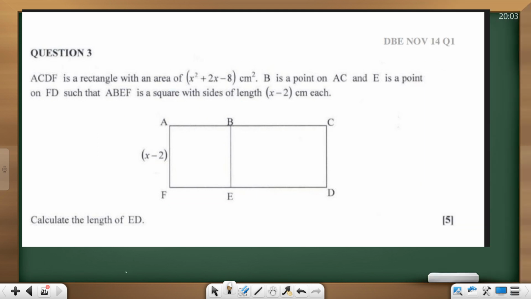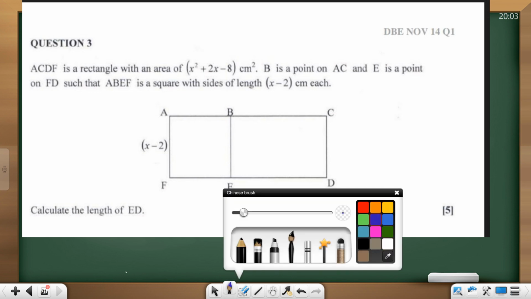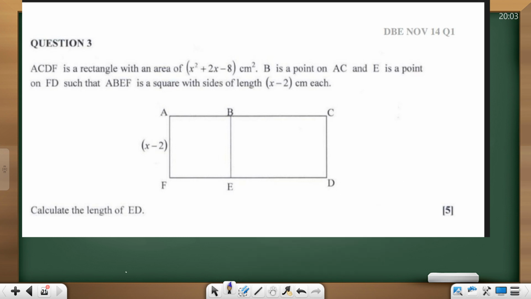Okay, here's this last one here. ACDF is a rectangle with an area of x squared minus x minus 8. The rectangle ACDF, oh, the whole thing. Point on AC and E is a point such that ABEF is a square with the side x minus 2. Calculate the length of what? ED. Okay. It's very fast.